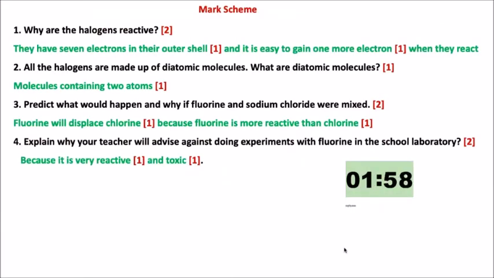Answers on the board, you can mark your work. Reactive because they've got 7 electrons in the outer shell, that gives you 1 mark, and it's very easy to gain 1 extra electron, 1 mark. These are the 2 things that we are looking for. Reactive because they've got 7 electrons and it's easy to gain 1 electron.